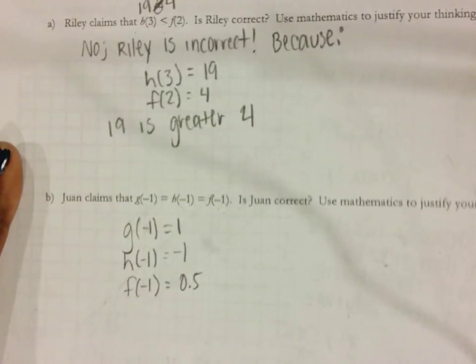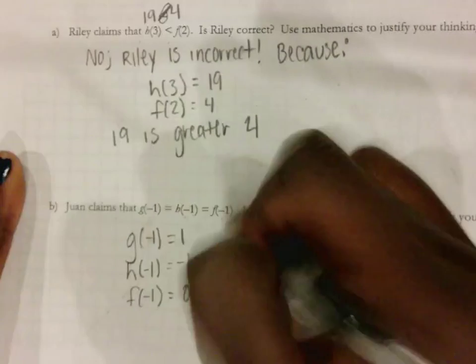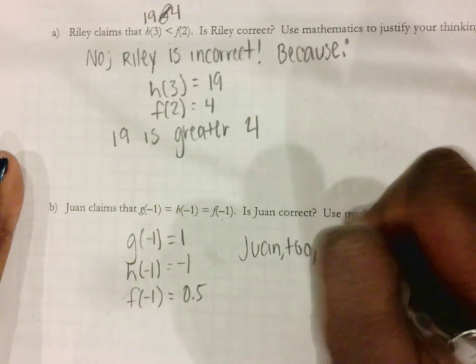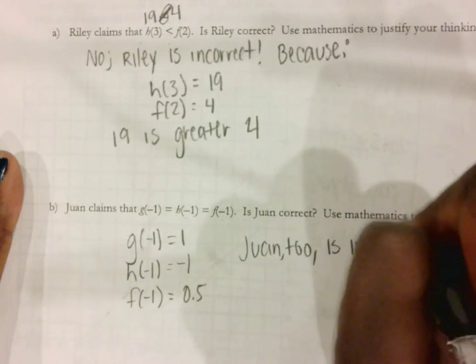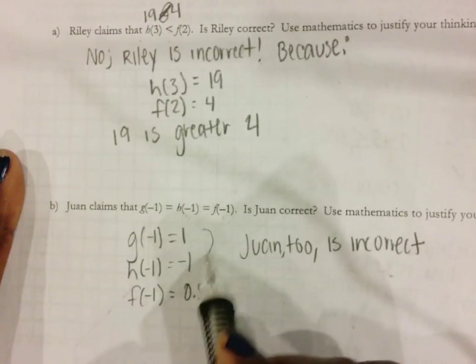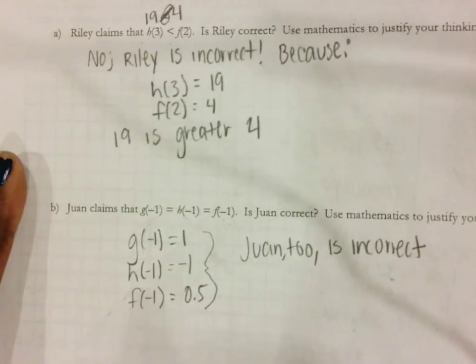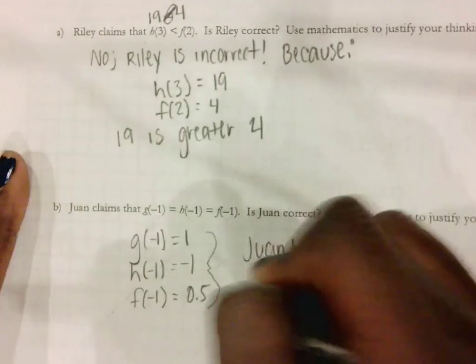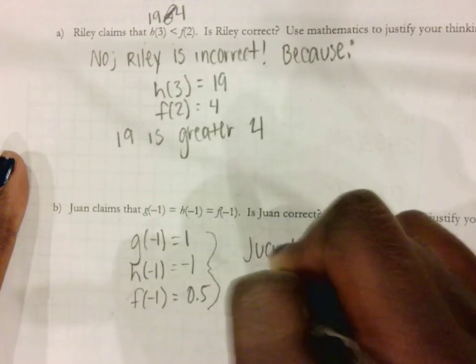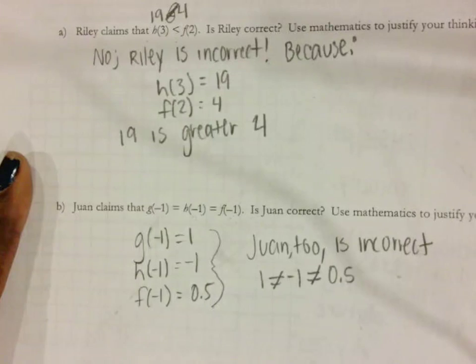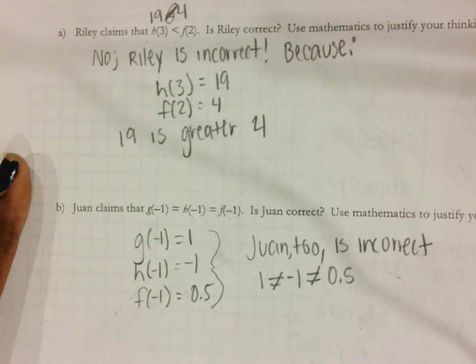Is Juan correct at all? Are any of these equal? No. So Juan is incorrect. For someone that maybe can't necessarily read, we can simply say, 1 is not equal to -1 and it is not equal to 0.5. None of these are equal to each other. Okay? And that is it.